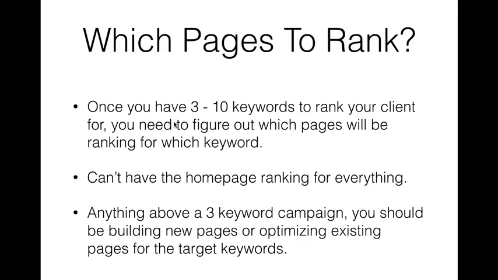Next thing here. Once you have about 3 to 10 keywords that you want your client to rank for, you need to figure out which pages should rank for which keyword. It's just a fact of the matter that you can't have the home page ranking for everything. My advice is anything above a 3 keyword campaign, you should be building out new pages or optimizing existing pages for some of those target keywords.